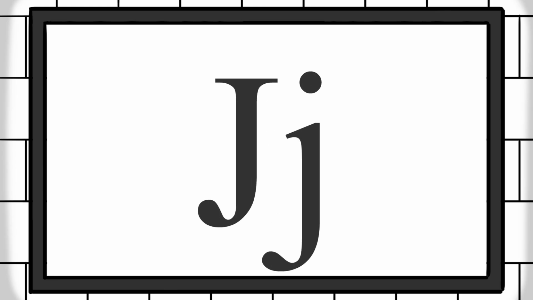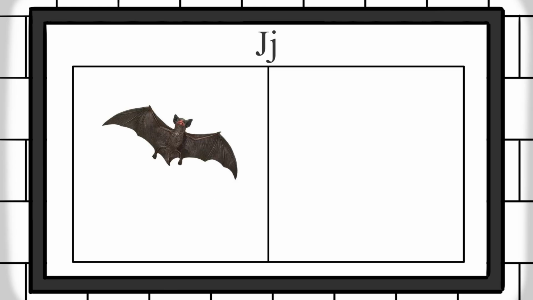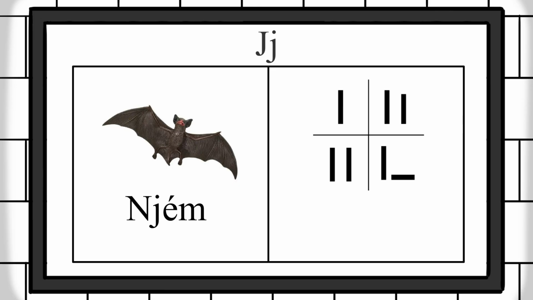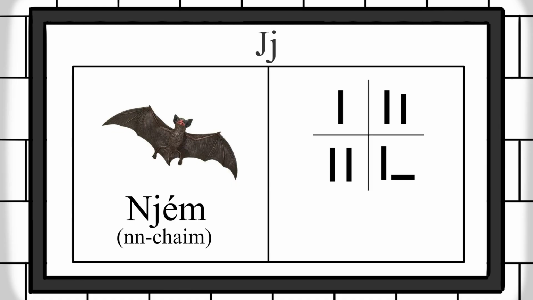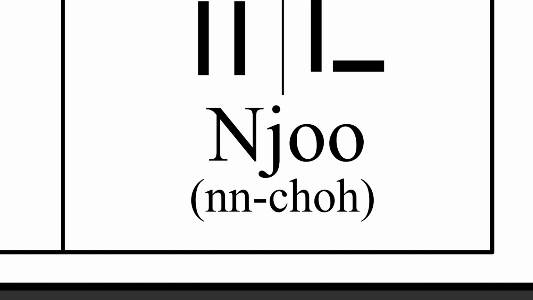Then there's J, and the two examples are a bat and lines. For bat, the word is nchim, pronounced nchim. You gotta pronounce it faster than what my interpretation looks like here. And with lines, it's ncho, ncho. Don't let the double O fool you, it's pronounced ncho.